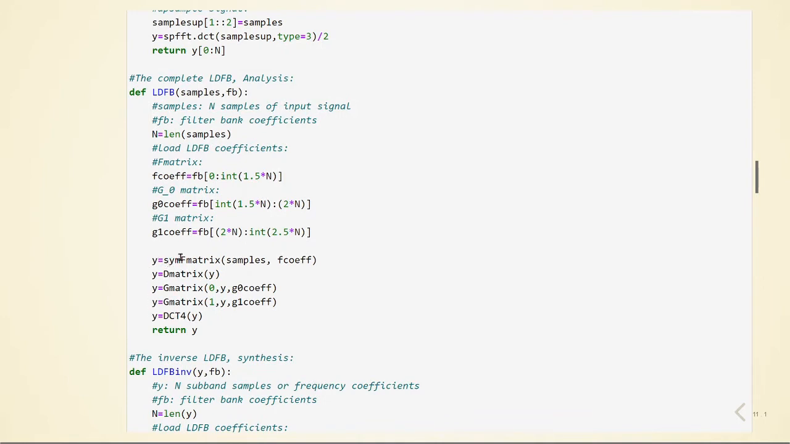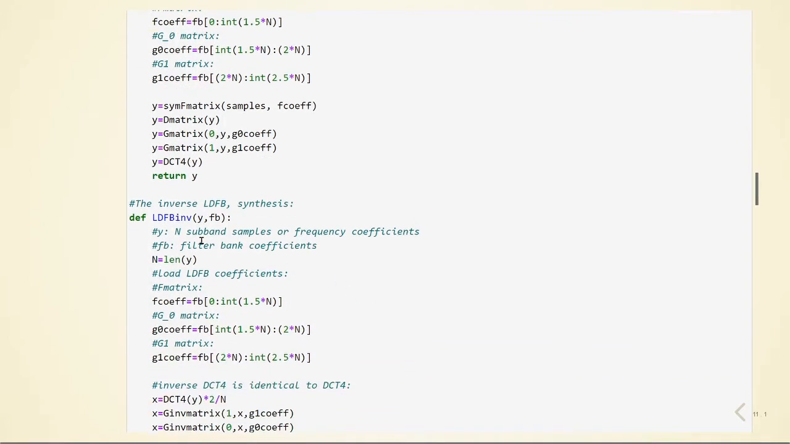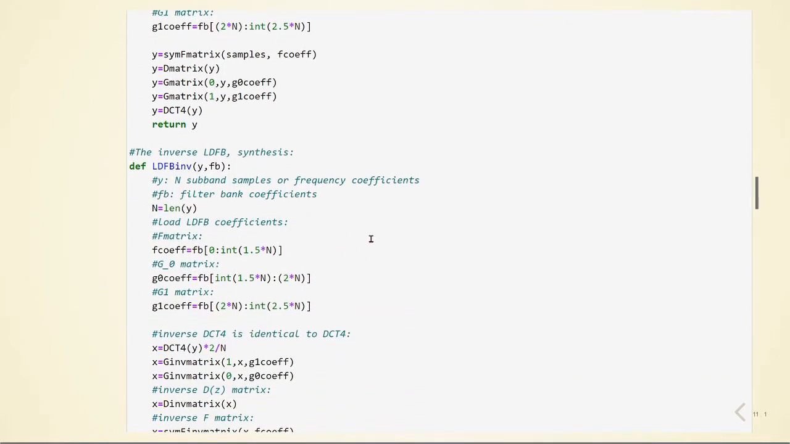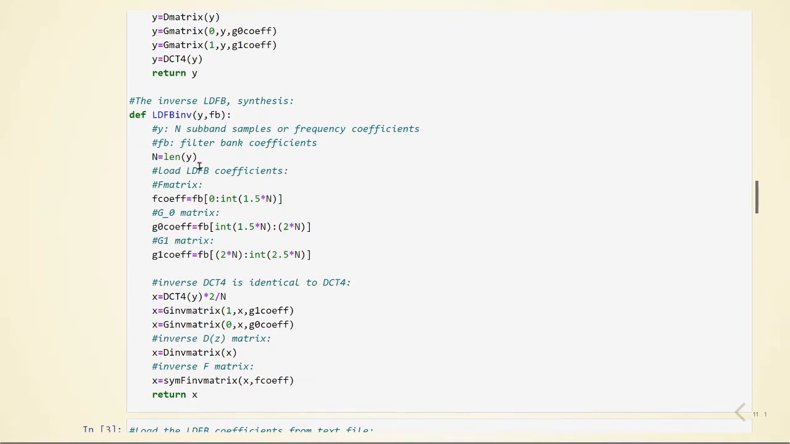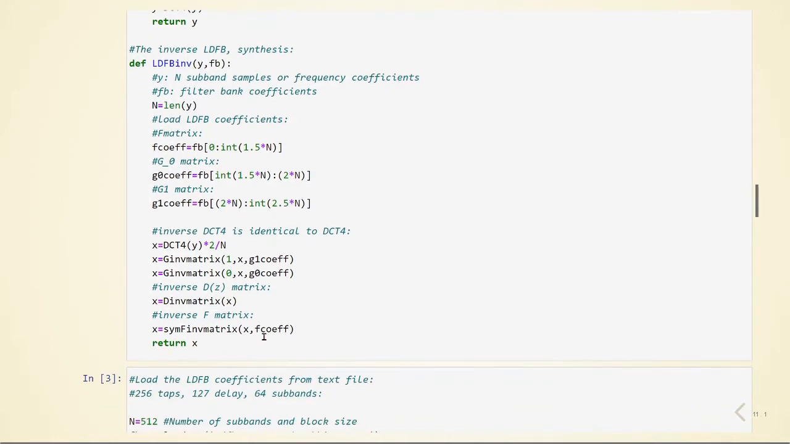It goes through this multiplication of the samples with the coefficients. Then we have this G matrix with the G0 coefficients. Then we have the G matrix with the G1 coefficients here. And then we have the DCT4, and we are returning the variable y. And here it is the same on the synthesis side. We have this low delay filter bank inverse, and we have here the G0 coefficients and the G1 coefficients, and we return the reconstructed signal.